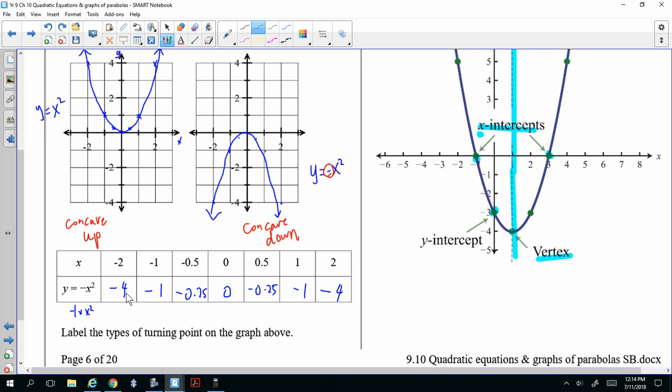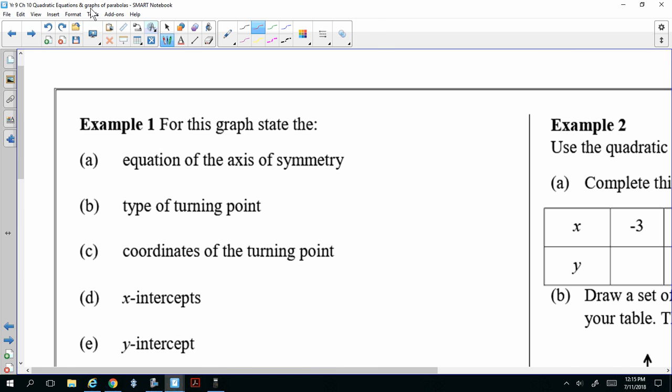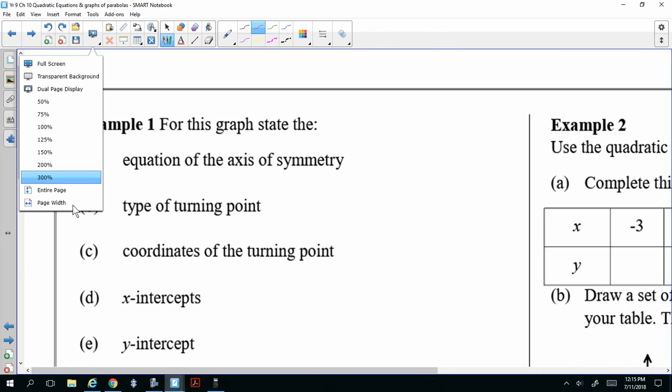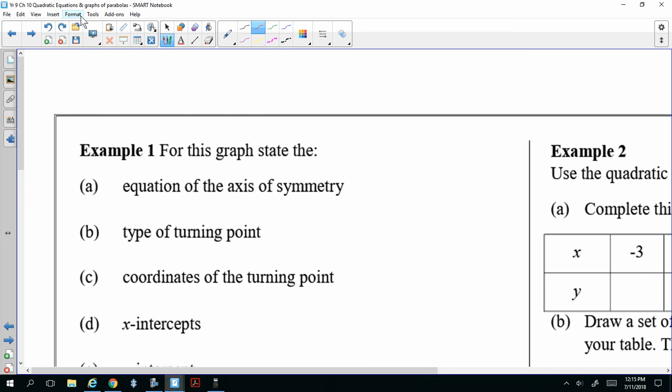All finished? You remember this? Okay, let's go through the next page. First question, watching. Let's make it into a bit bigger page width. Okay, watch. Not like that. Not this. That's okay, like this.